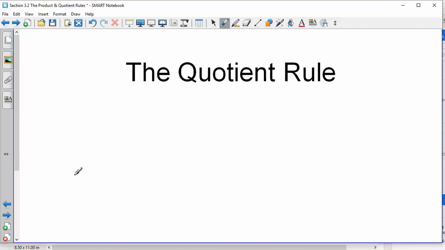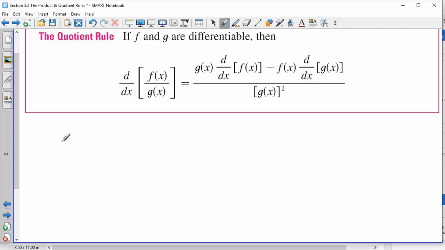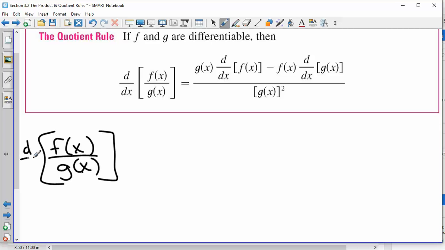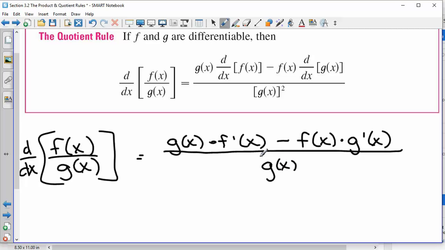The second piece that we have to talk about is the quotient rule. You have this definition here from the book, which looks really confusing. If I want the derivative of f over g, so if I ask you for the derivative of this thing, it's the bottom times the derivative of the top minus the top times the derivative of the bottom over the bottom squared.